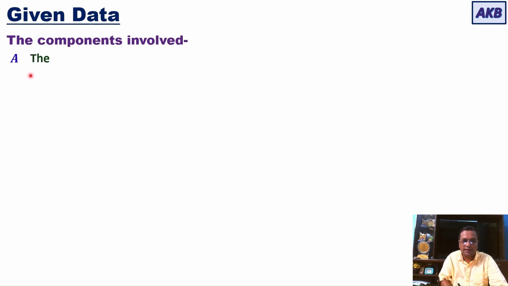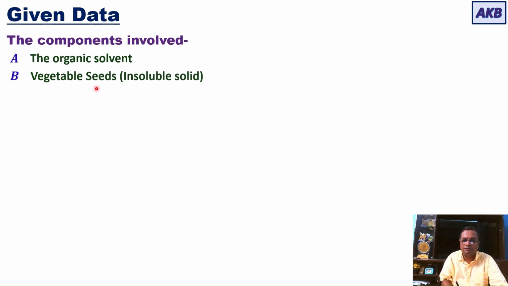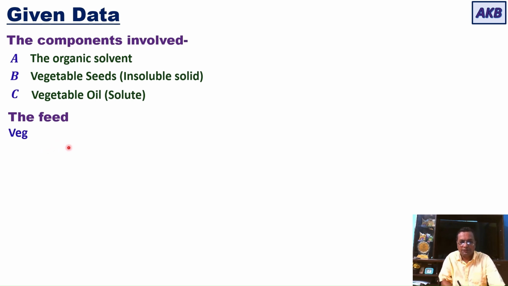Okay, so first we will list the data that is given to us. The components involved, you have A. As per our notation, A is the solvent that is used in leaching, and in this case it is an organic solvent. Then B represents the insoluble solid that is present in the system, and in this case we have oil-free vegetable seeds. So this is the insoluble solid. Then C is the solute that is to be recovered by using the leaching operation, and in this case the solute is the vegetable oil that is present in those vegetable seeds. So that is the solute in this case. Then feed, it is vegetable seeds containing oil in it.